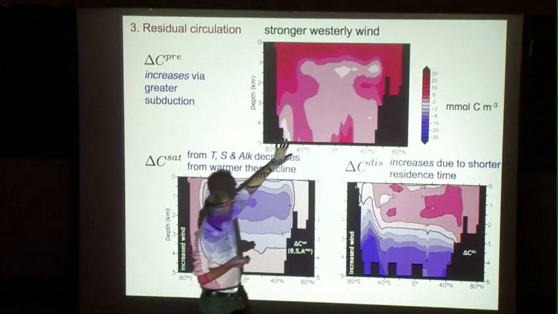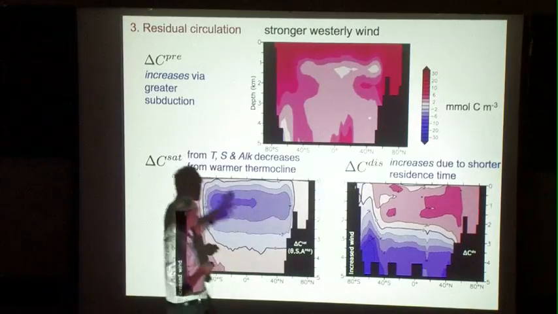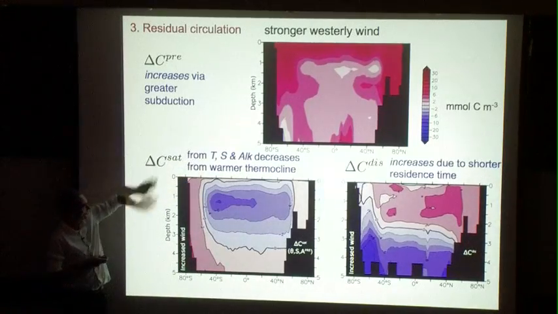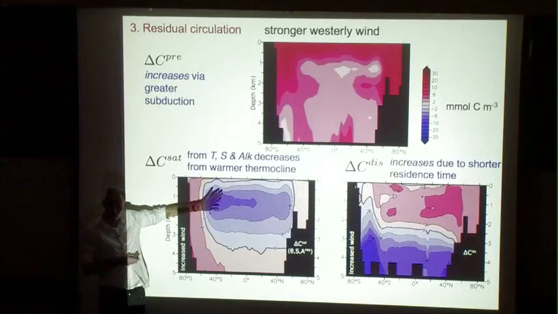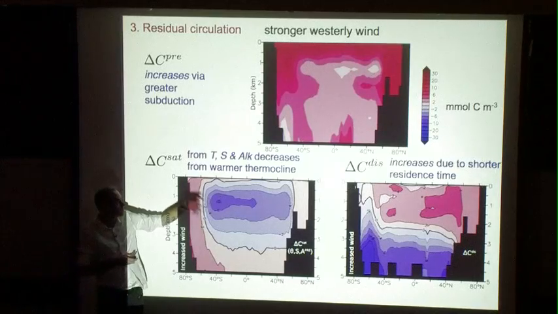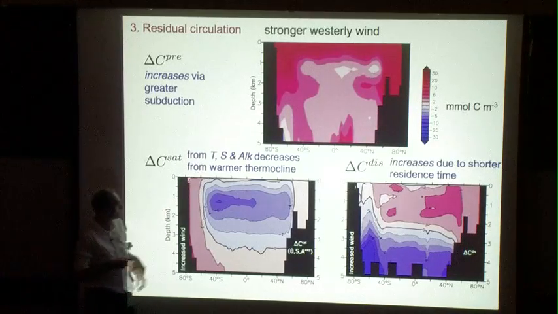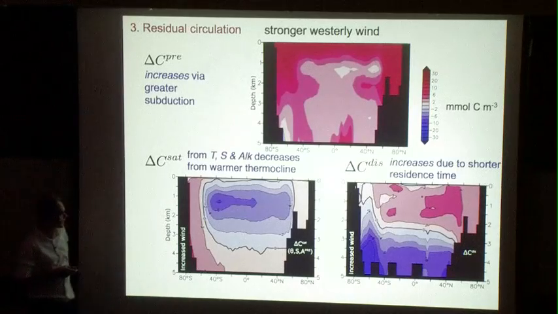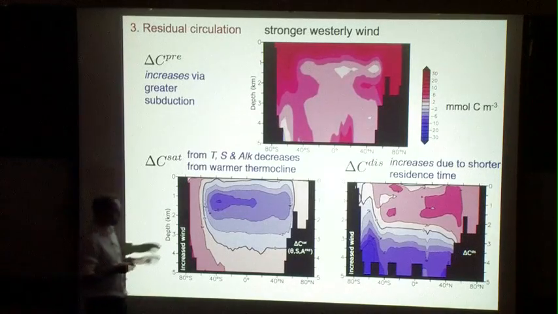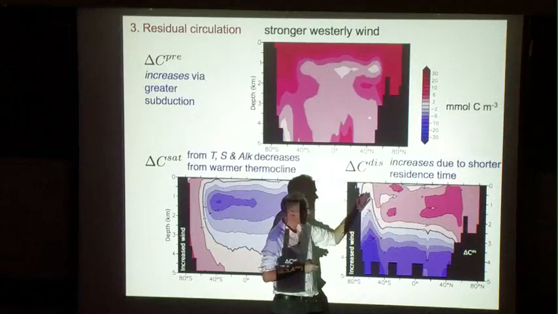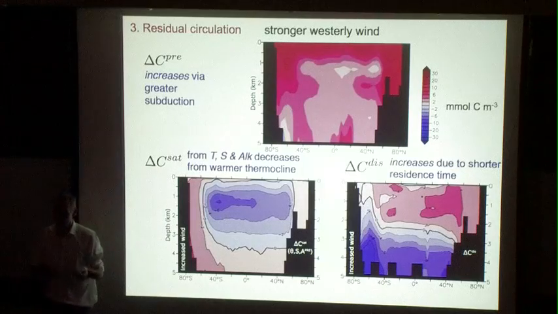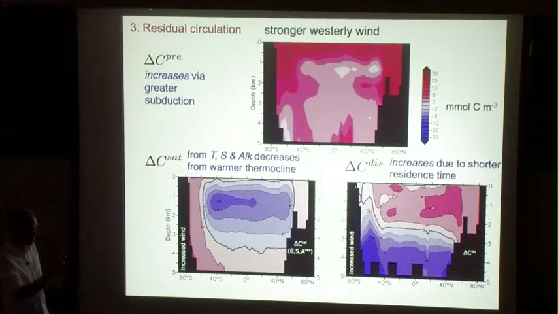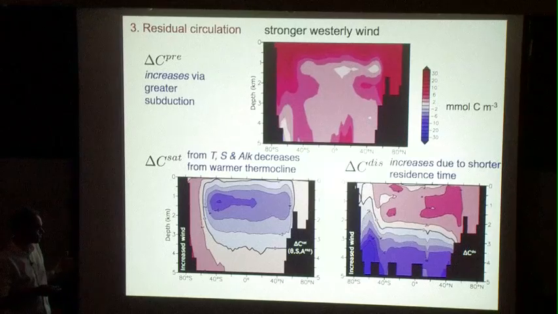If we wish, we can split this up into two parts. We can see that this preformed part of the carbon, the saturated part, has reduced because we've got a warmer thermocline, and so the saturated part of that carbon anomaly is decreased. Because we've got faster transit times at the surface, the disequilibrium has also increased. And so we get this partial compensation between these different terms.